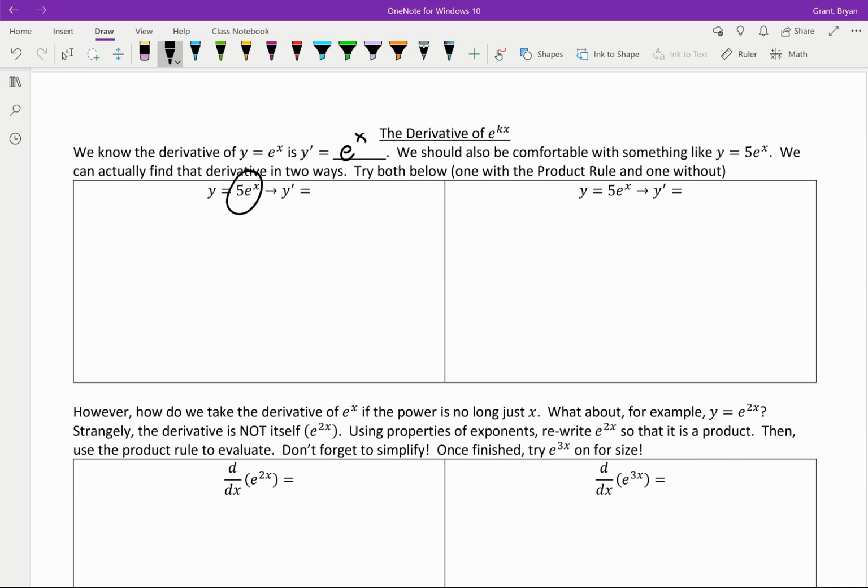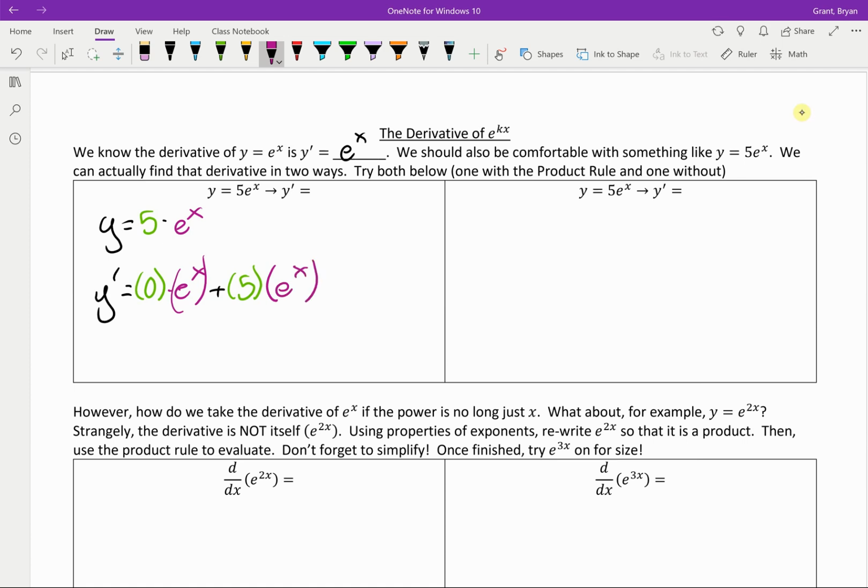So let's do exactly what I told you not to do. Let's do it with the product rule first. So let's say that y is equal to, we'll use some nice colors here, 5 times e to the x, and then let's find y prime. Well, the derivative of the first, keep the second the same. I missed my parentheses. And then keep the first the same, and then do the derivative of the second, but the derivative of e to the x is just itself. These two cancel, and I think we end up with just 5e to the x.